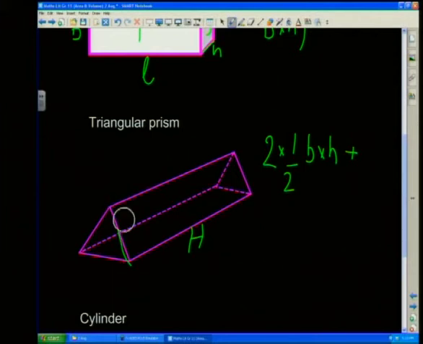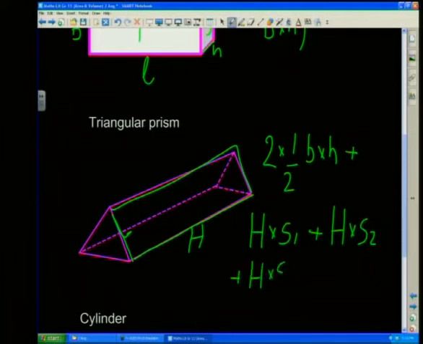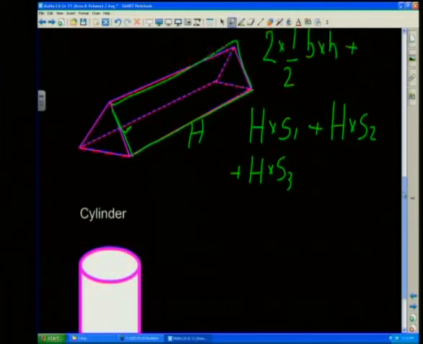So let's look at this first rectangle. There's a side, it'll be that kind of shape. So I'm going to add my height times my side of my triangle, call it side 1, plus the height times side 2, plus the height times side 3. So all 3 sides. And it'll be 3 rectangles and 2 triangles.